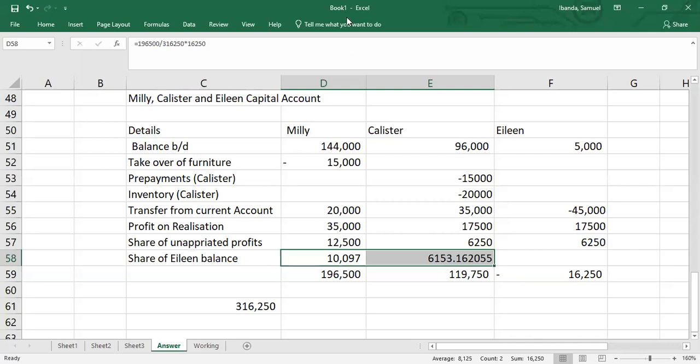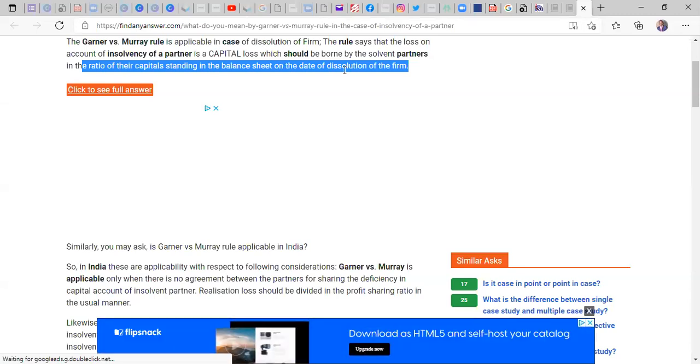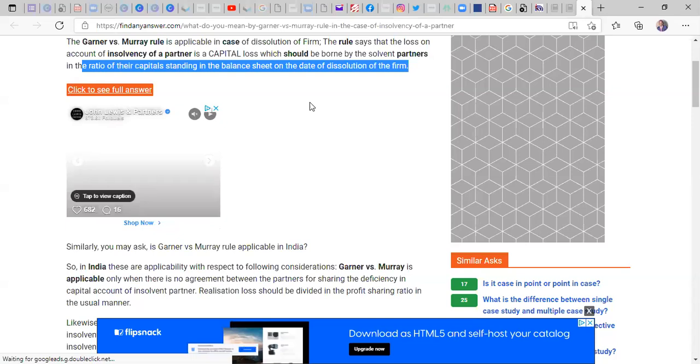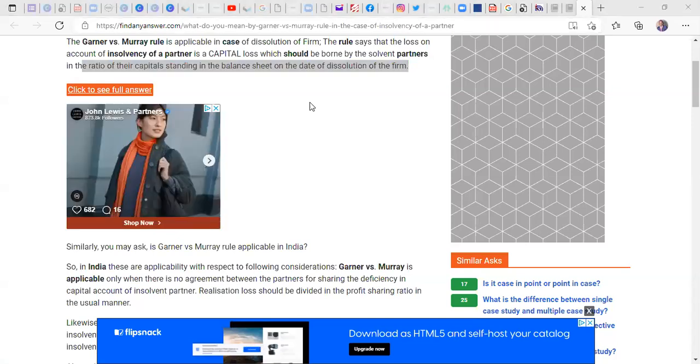Did they say profit share? Did they say capital share? Okay, you see what they are saying: in the ratio of their capital standing in the balance sheet at the dissolution date. So did they say profit share? Because right here, this is not a ratio of their capital share.